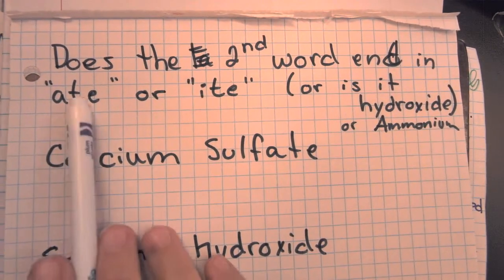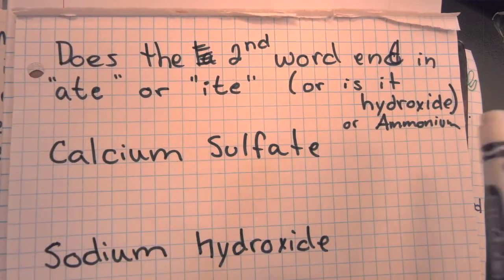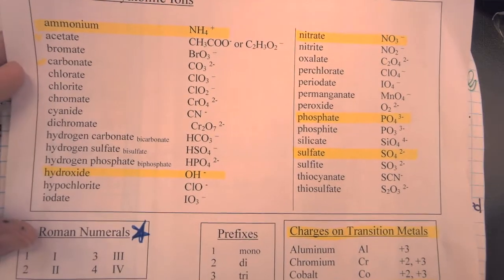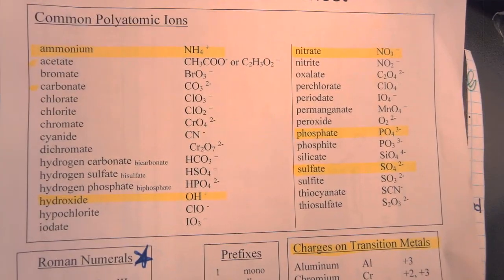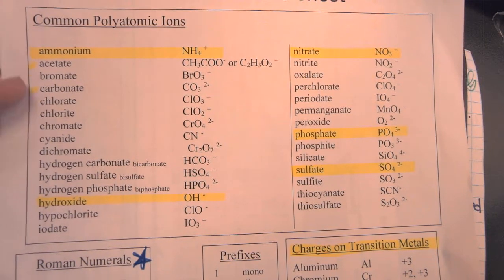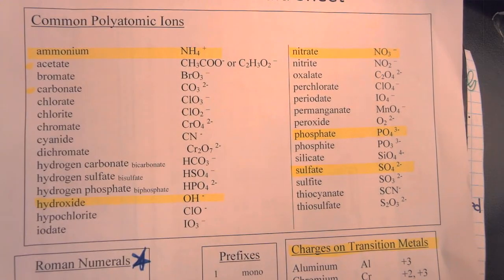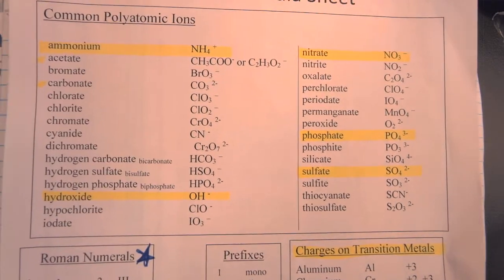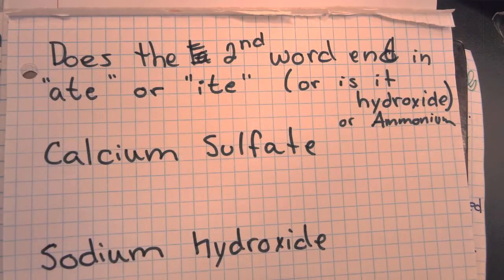So if it ends in ate or ite, or you have ammonium, or you have hydroxide, you need to look for the formulas and the charges on a polyatomic ion sheet. Okay? We've highlighted the most common ones, but any of these, it's going to be the same thing.